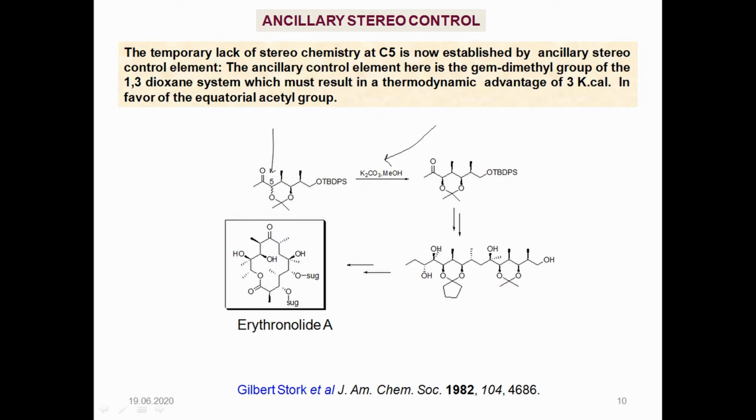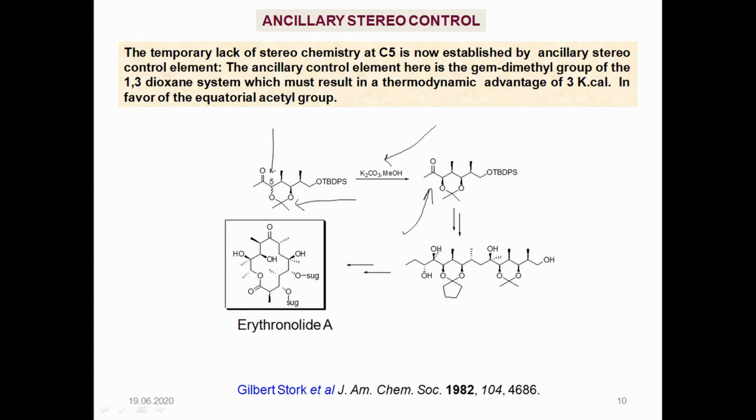Why? Because this compound is in cyclohexane form. In the cyclohexane form, the group in the axial position will go into the equatorial position when you treat with K2CO3 in methanol. Because of that stability, the unwanted compound is converted into the wanted compound, exclusively one compound. This was developed by Gilbert Stork. This methodology is simple; we are using epimerization here.